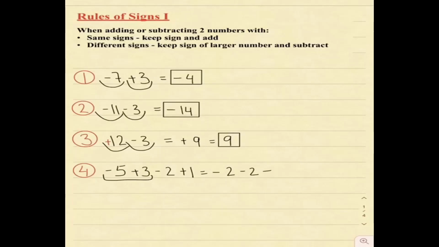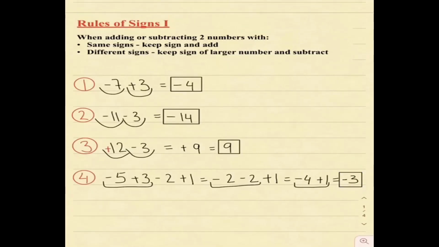Now I'm going to rewrite -2 minus 2 plus 1. Now again, I'm going to start working with the first two. I have -2 minus 2. Those are two numbers with the same sign. You keep the sign and you add. 2 plus 2 is 4. I have -4 plus 1. -4 plus 1. Those are two numbers with two different signs. I keep the sign of the bigger number, which is negative, and I subtract. 4 minus 1 is 3. So the answer is going to be -3.